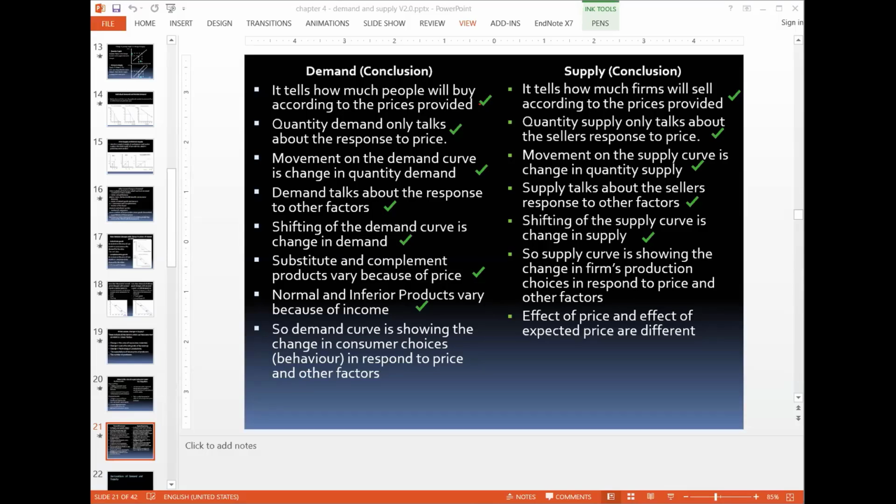So the supply curve is showing the changes in the firm's production choices in response to the price and other factors. And changes in the demand curve show the changes in the behavior of customer choices with respect to price and other factors. So this summarizes what we discussed up till now. Okay, so let's see what's next.